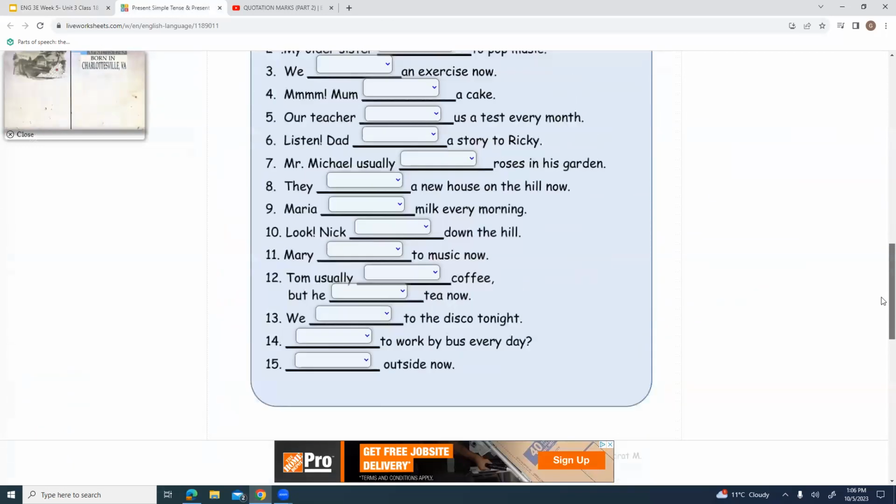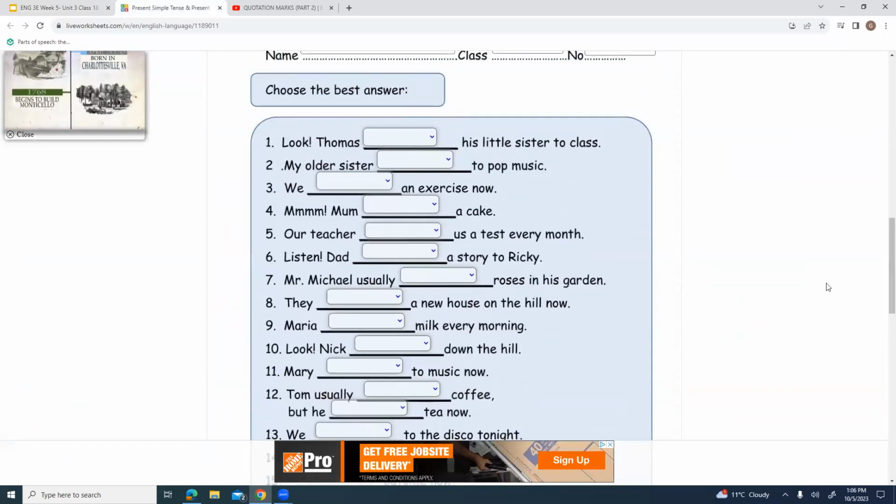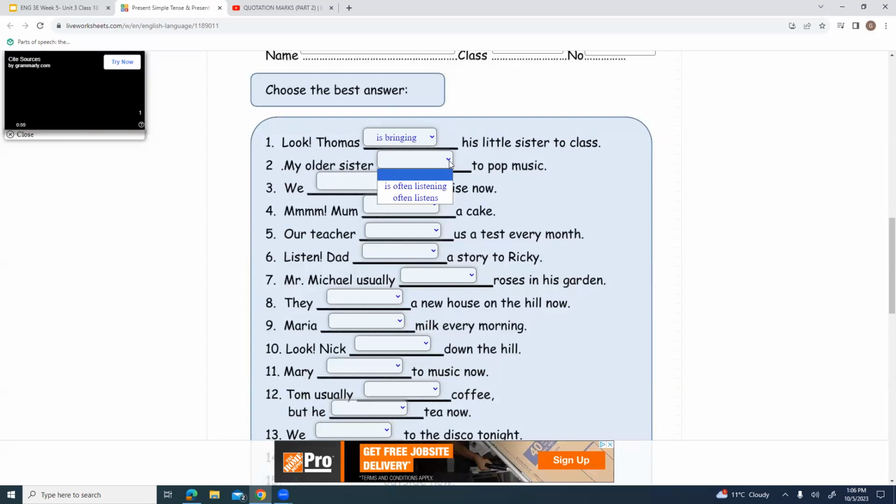Is there? Oh, right. This one has choices here. Sorry. Look, Thomas is bringing or brings his little sister to class. I think it depends on what they meant, right? If he's bringing, it sounds like it's happening right now, in which case it would be "is bringing." My older sister is often listening to pop music or often listens to pop music.